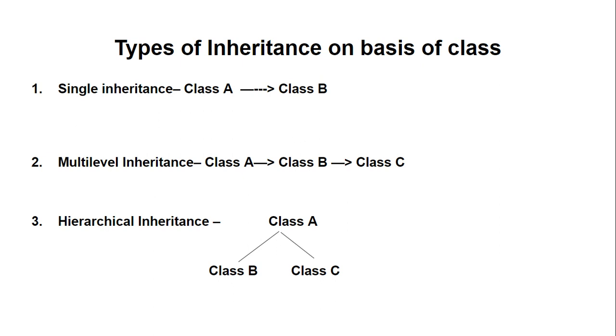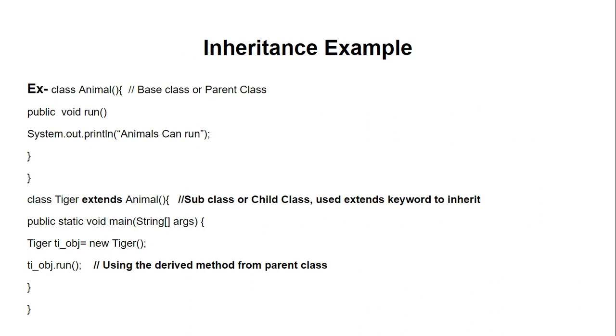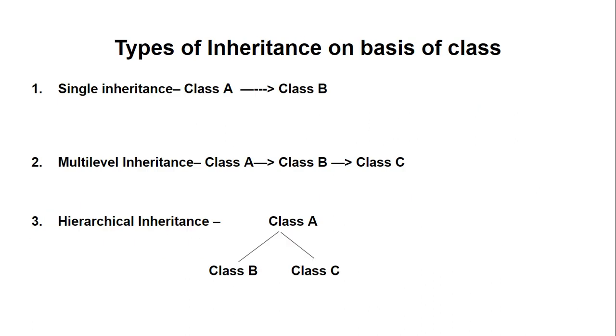There are a lot of types of inheritance on the basis of class. We will study only three types on the basis of class, and on the basis of other things we will see those types of inheritance in different videos. In this video, there are three types of inheritance on the basis of class: single inheritance, multi-level inheritance, hierarchical inheritance. We can easily see that we can inherit some properties or extend the class from A to B. That is very simple. So in our last example, we can clearly see this is an example of single inheritance.